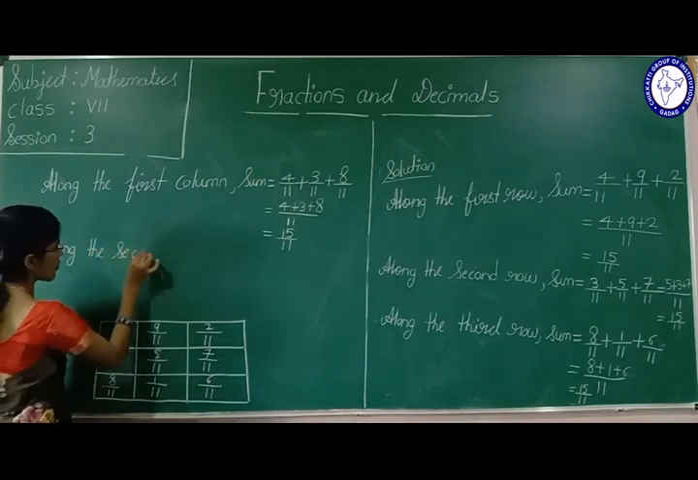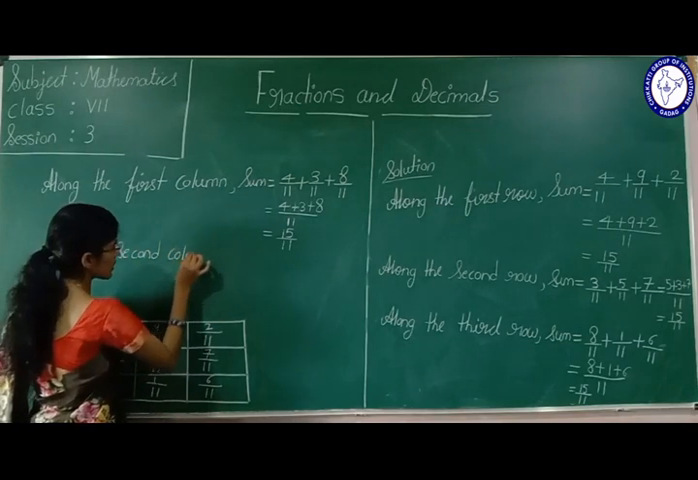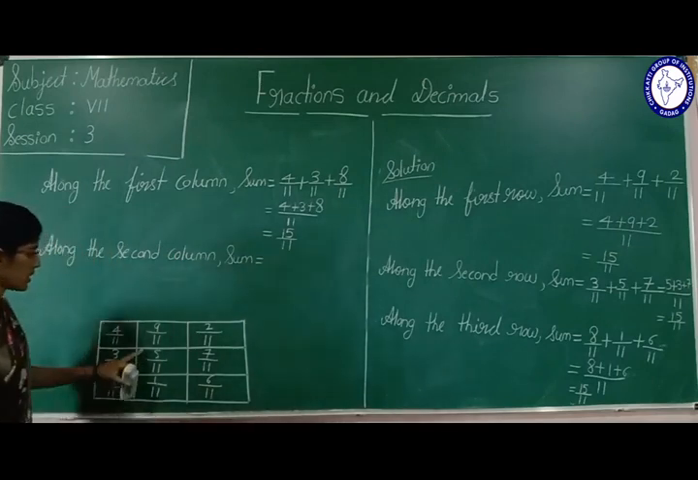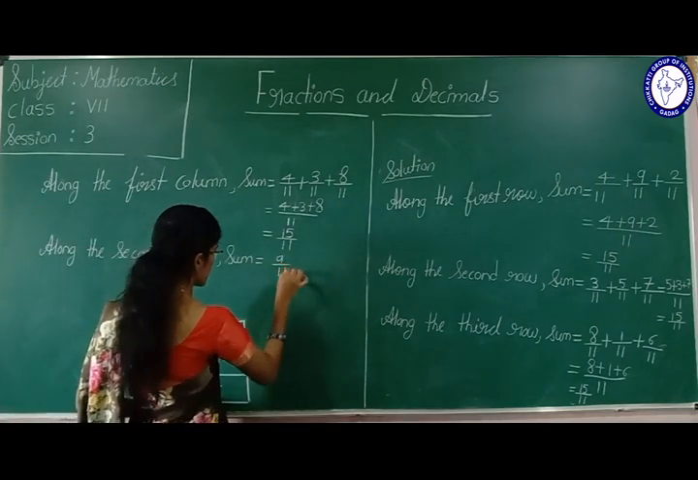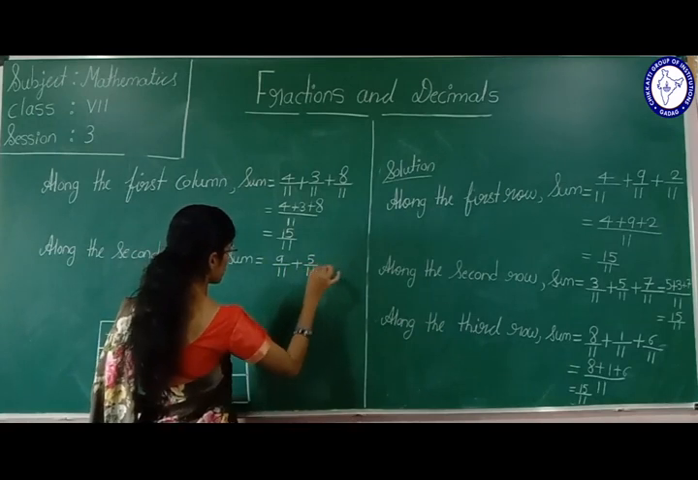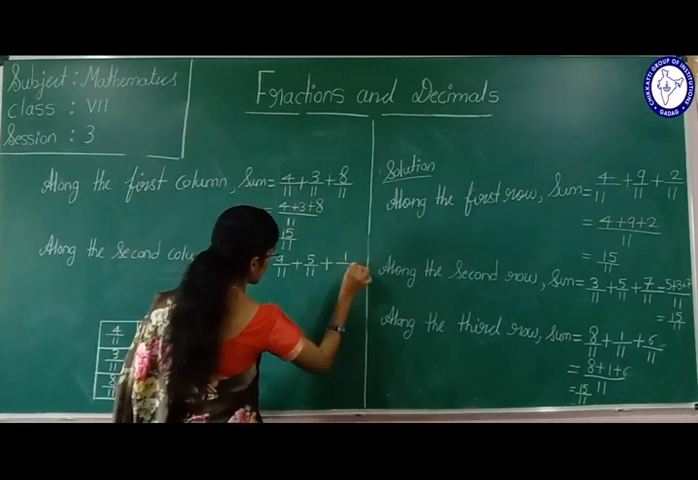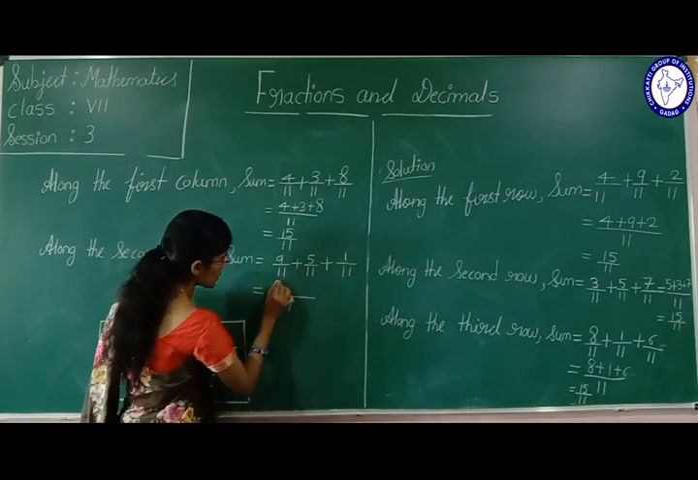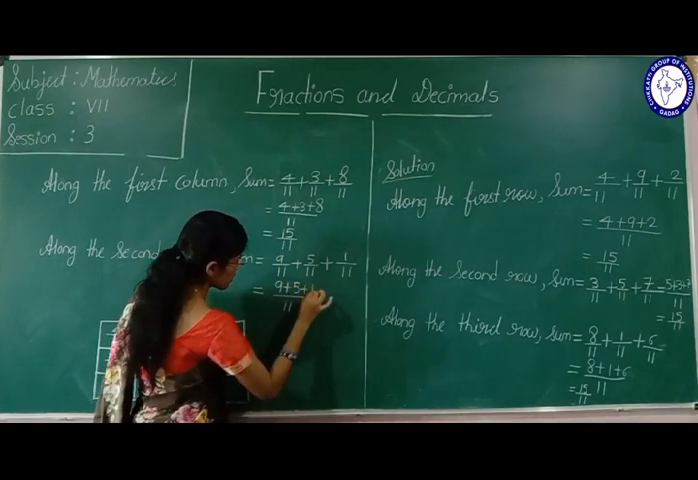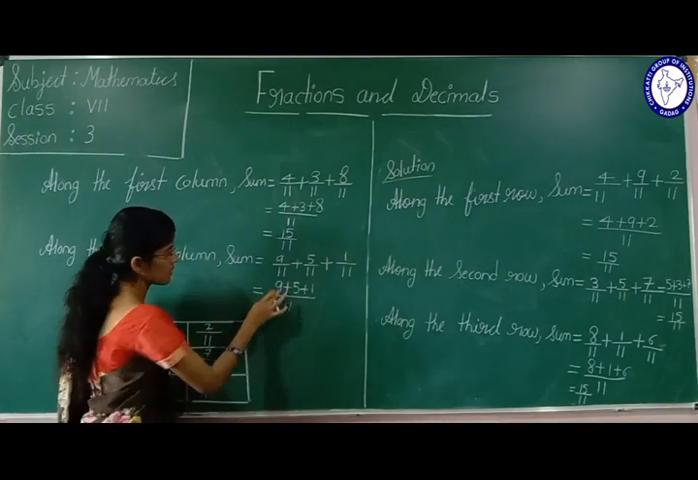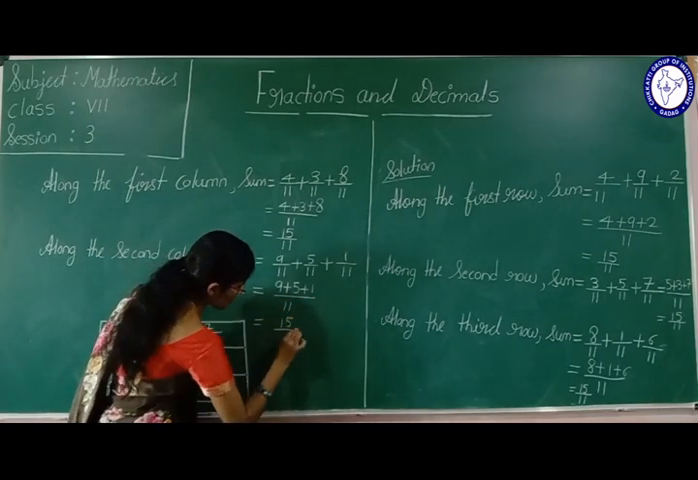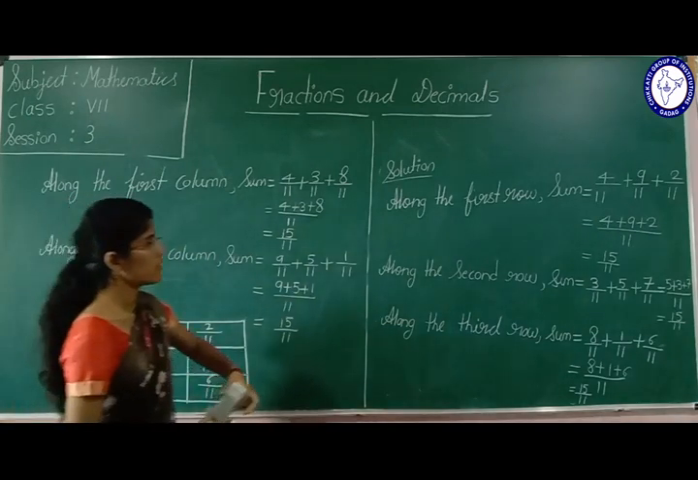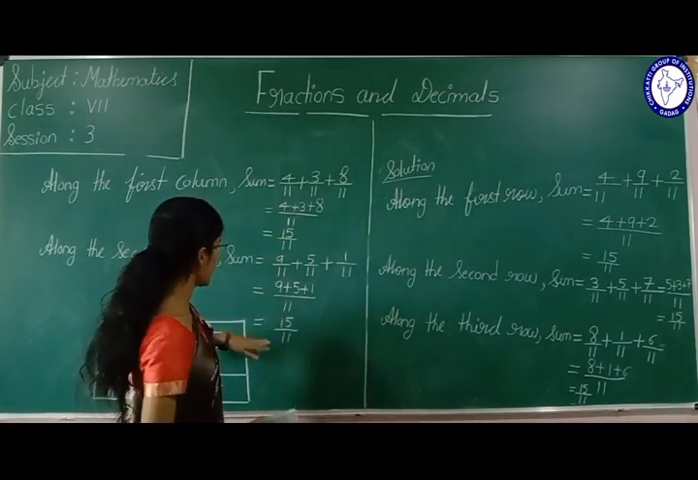Now we will see along the second column. Along the second column, sum is equal to 9 by 11 plus 5 by 11 plus 1 by 11. Denominator is 11. Now we will add the numerator. 9 plus 5 plus 1. 9 plus 5 is 14. 14 plus 1 is 15. It is 15 by 11 along the second column. See here, everywhere it is 15 by 11.